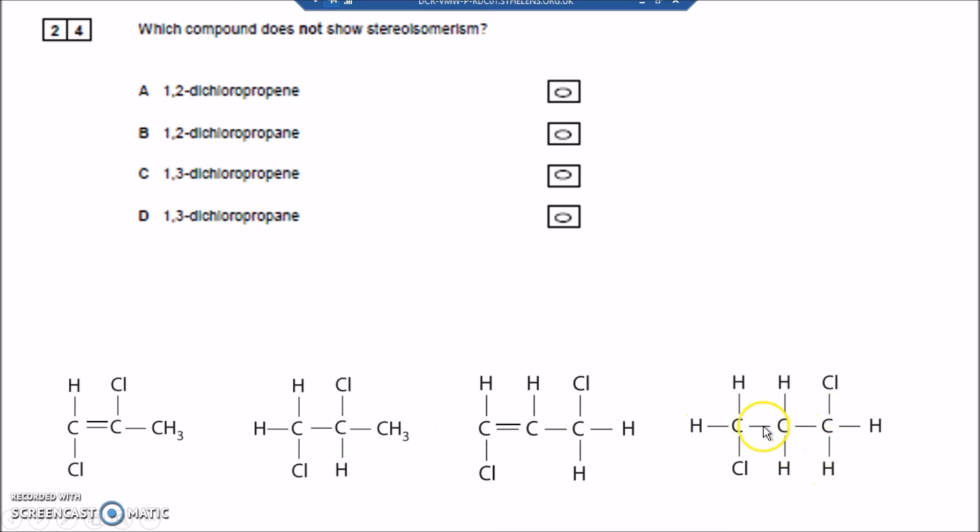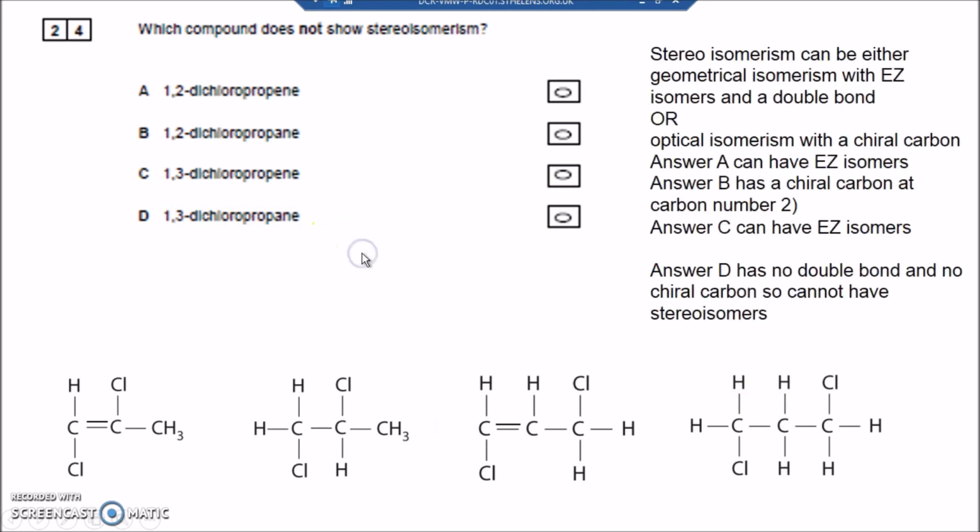I've got a C with two H's, a C with two H's, and a C with two H's, and no double bond, so no lack of free rotation around the double bond, no geometrical isomerism, and no chiral carbon to give an optical isomer. So your answer is 1,3-dichloropropane. The answer is D.